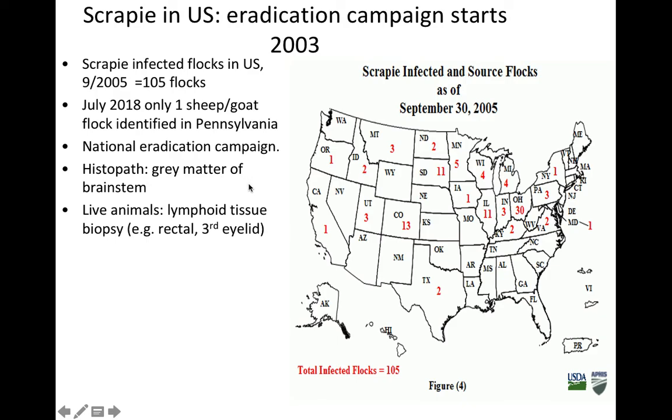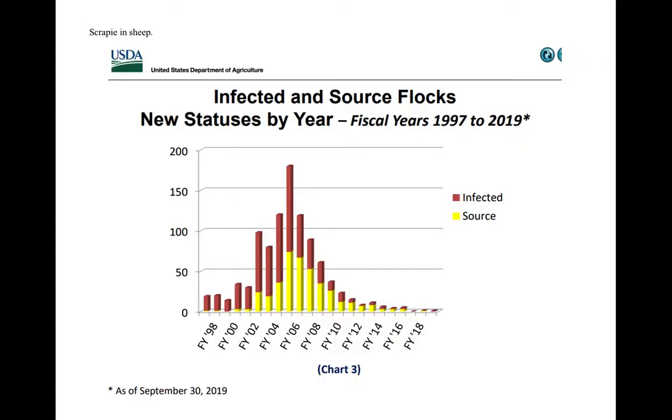So with regard to diagnosis, after the animal's dead, they look at gray matter of the brainstem, and in live animals they'll look at lymphoid tissue, either a rectal biopsy or a third eyelid biopsy. And again, once a flock is identified, all the animals will be killed or quarantined. And again, you guys, they've just made a lot of progress in trying to eliminate scrapie from the United States.